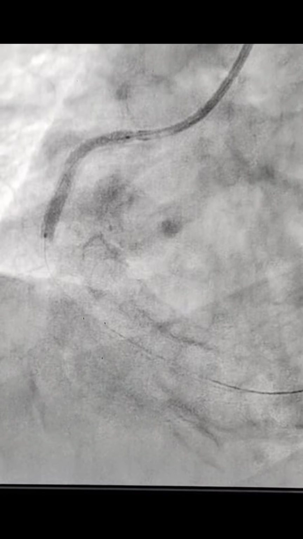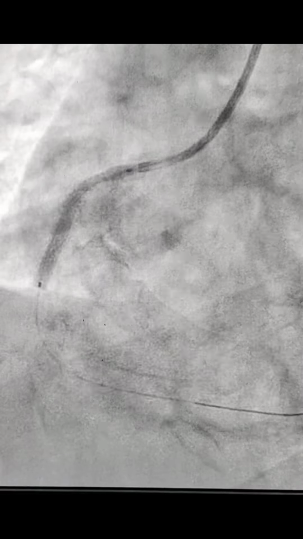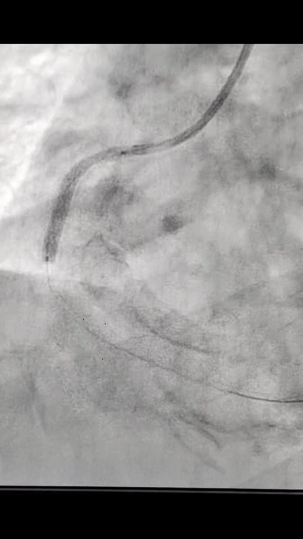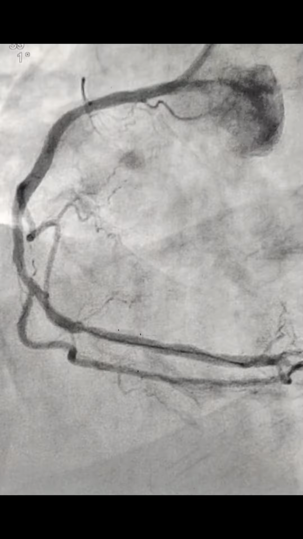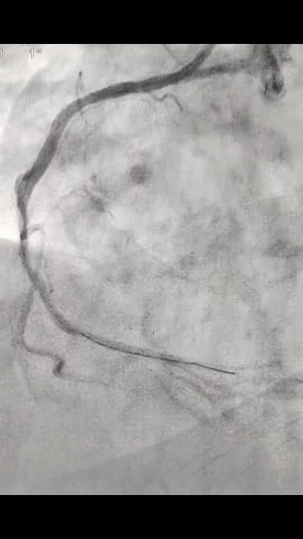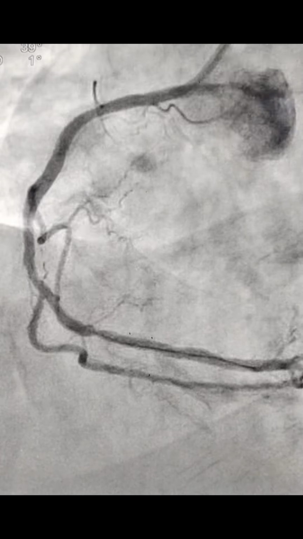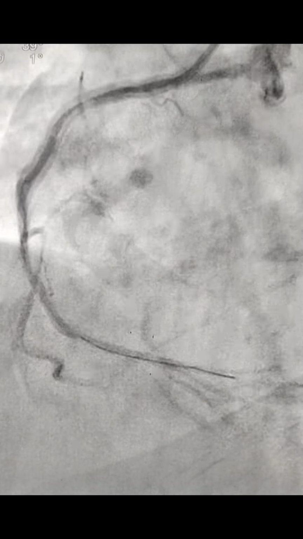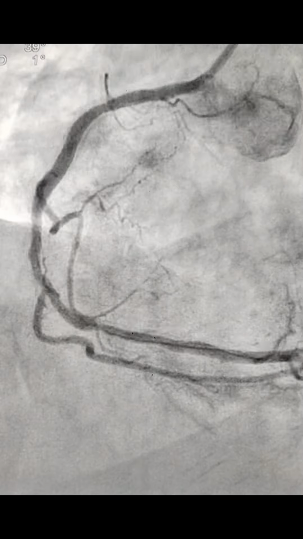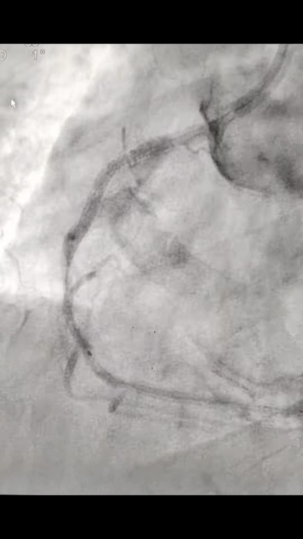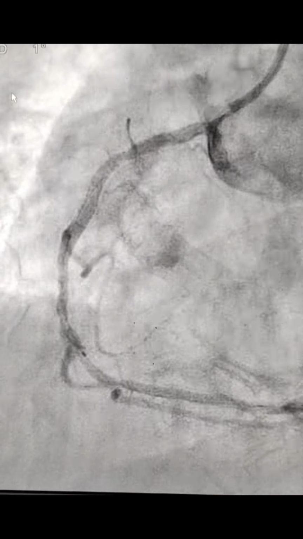So this is the deployment of the stent, and you could see there is an under deployment in the proximal part, at the starting of the stent. After stenting the proximal part, you could see the under deployment of the stent, and we decided to put a second stent in the mid RCA because of the thrombus everywhere. This was the second stent placement, and we wanted to plaster all this thrombus to the arterial wall.